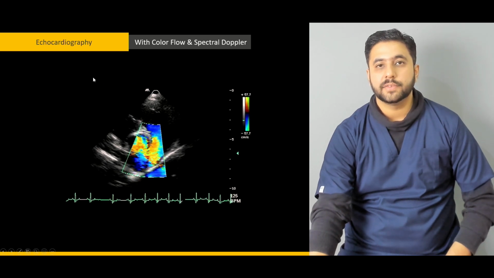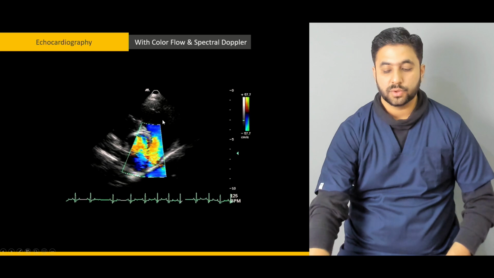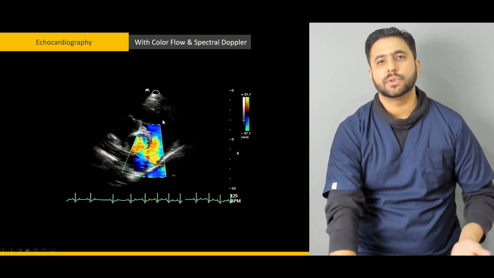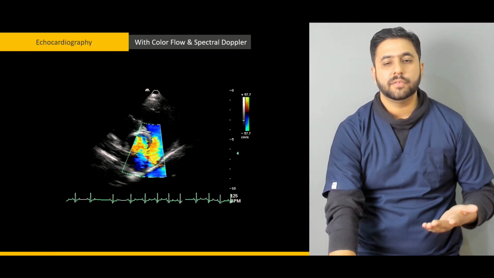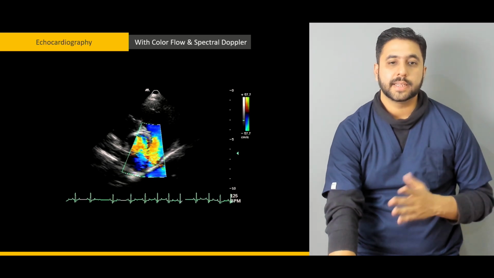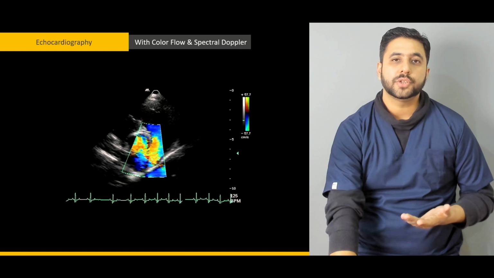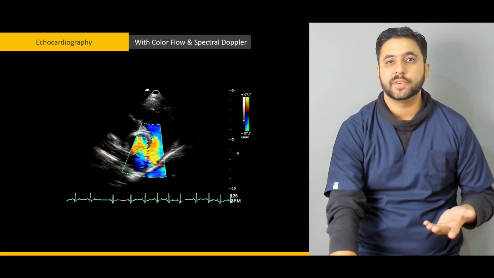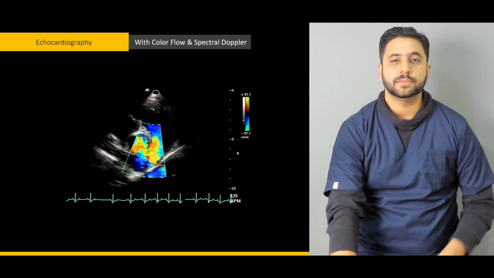So echocardiography is the gold standard technique to diagnose the mitral valve or any valvular pathology, or any case where we want to discuss in greater detail the chambers of the heart. And this leads to the confirmation of our clinical findings and leads to a definitive diagnosis in the patient, so that we can confidently move ahead with the management of the patient.